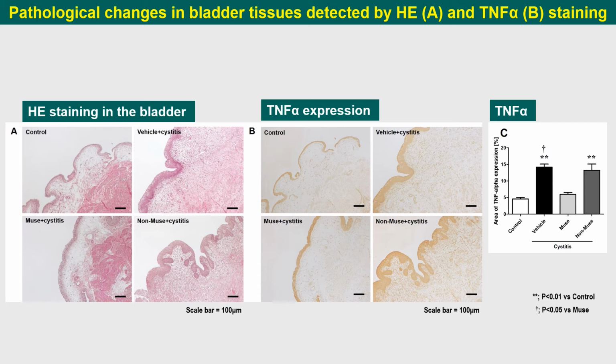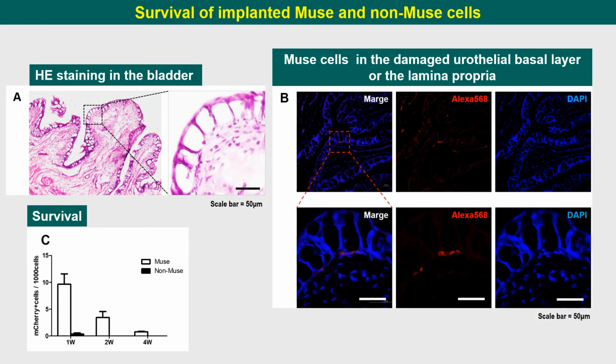Significant increases in expression of TNF-alpha were also observed in the vehicle and non-Muse groups compared with controls. In addition, a larger number of Muse cells survived in the urothelial basal layer and lamina propria compared with non-Muse cells until 4 weeks.